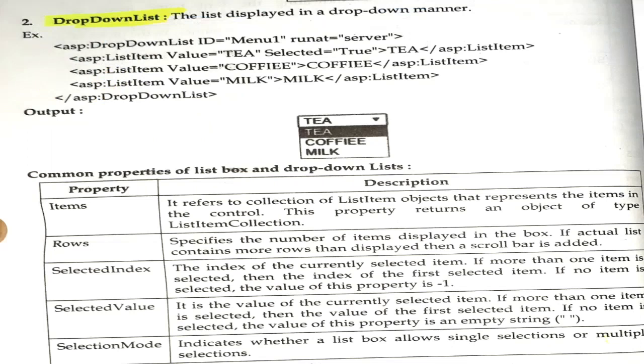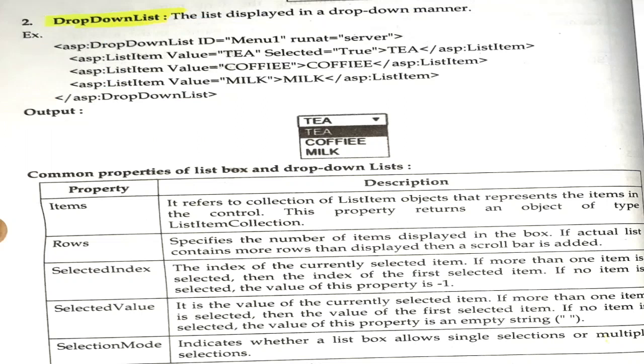So I'm just taking some properties of the drop down list control. The first property is the items property. Items are nothing but the list items which we have added to the list. Then we have rows, which specifies the number of items displayed in the box. Then we have the selected index property.